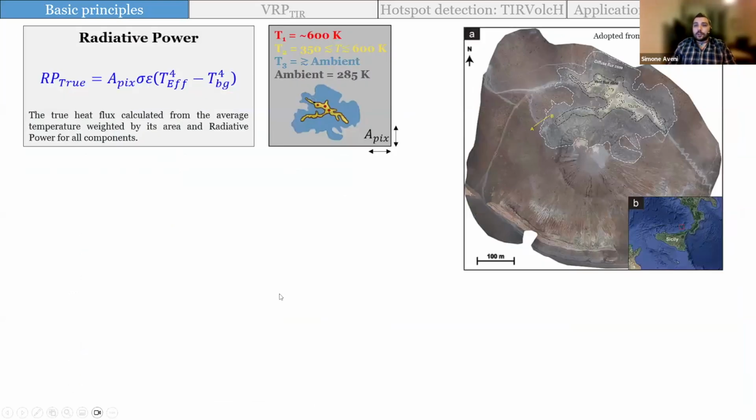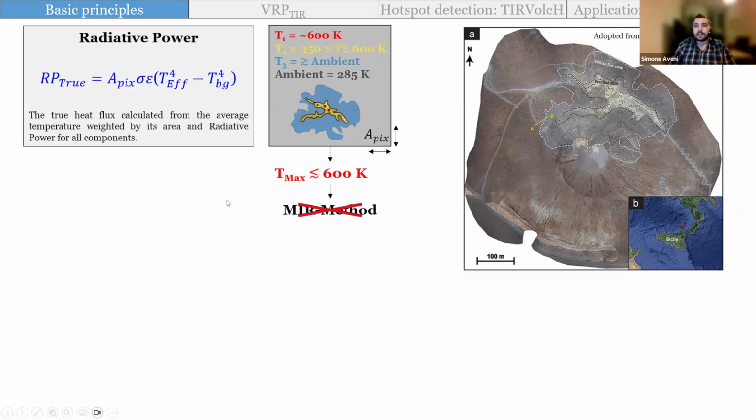So let's try to do the same reasoning that we've done before, but rather than taking a very high temperature thermal anomaly, let's take this kind of real life case study. This is a volcano in Italy, Aeolian Islands, and we have this fumarolic field. So we have our radiative power equation, and we want to retrieve the heat sourced by this thermal anomaly. So we want to take the maximum temperature. Well, it's dominated by temperatures below 600 Kelvin. So we know that the MIR method is not applicable.